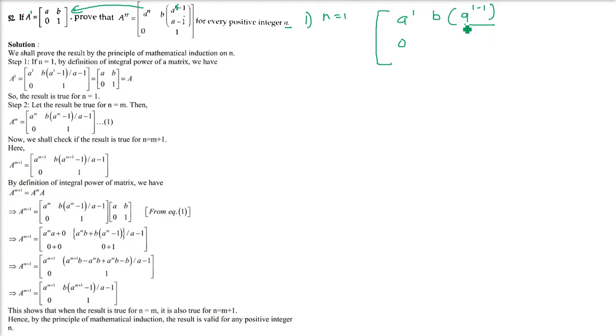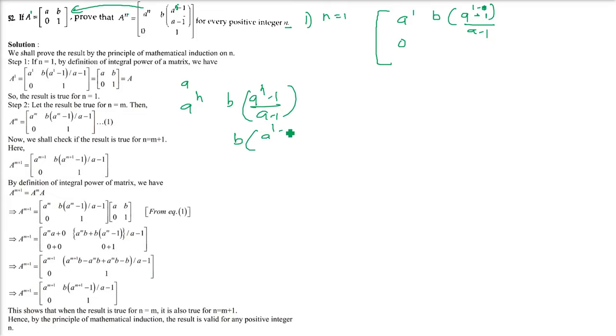So you will just see. I'll just take care of what exactly is given. And then I'll show you that it is a raised to the power 1 minus 1. And since a raised to the power 1 is a, so a minus 1 divided by a minus 1 gets cancelled. You are going to essentially get b. So a, b, 0, 1. This is what you get, right? So let us see here. So this is like this. A to the power n, b, a to the power n minus 1 by a minus 1. This is like this. And then we have 0, 1.